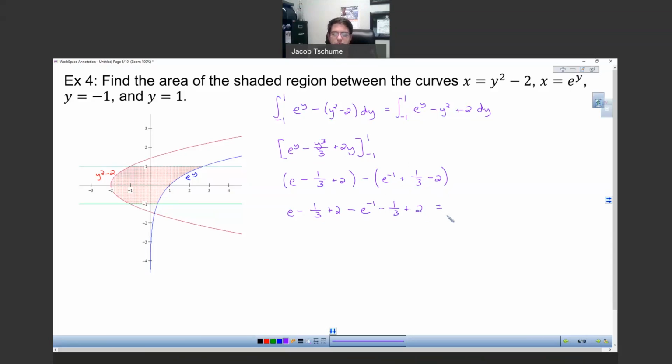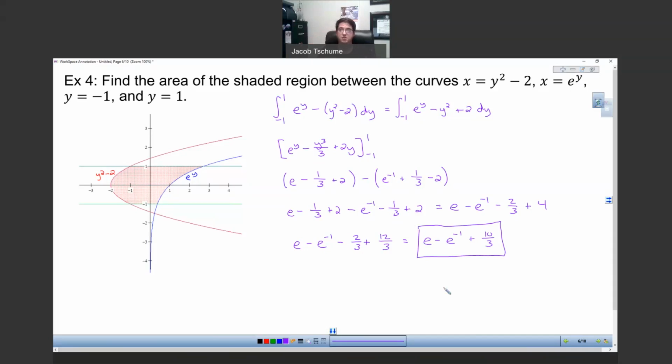which you can put a few of those terms together. So you'll have an e and an e to the -1. Those just stay the same. Then you'll have a minus 2/3 when you put the thirds together, and then a plus 4. Getting common denominators should give you e minus e to the -1 minus 2/3 plus 12/3, which gives us a final answer of e minus e to the -1 plus 10/3. And that is the exact area between those two functions.